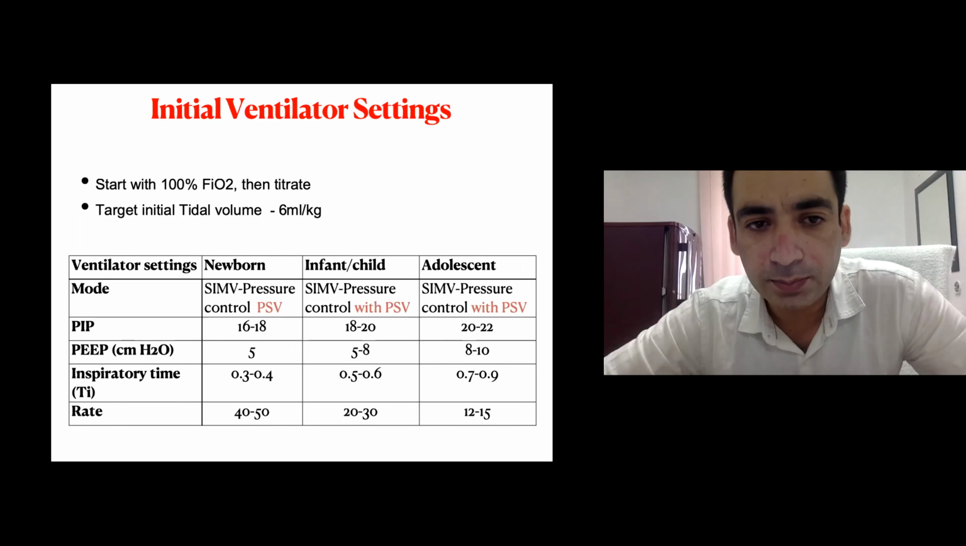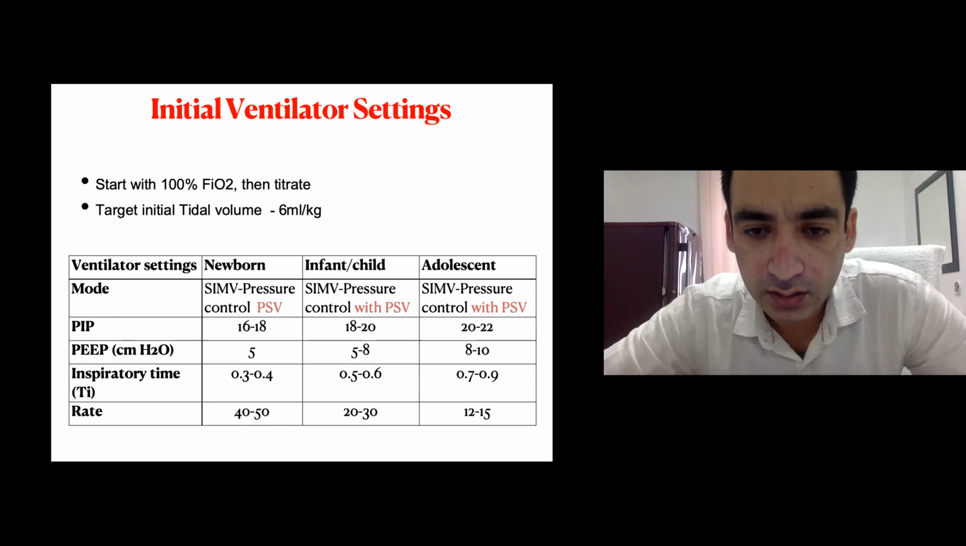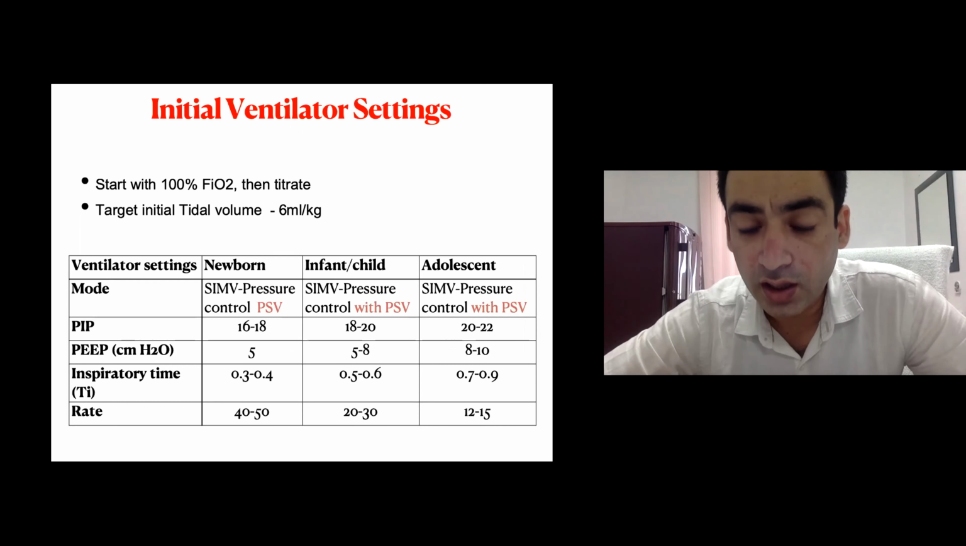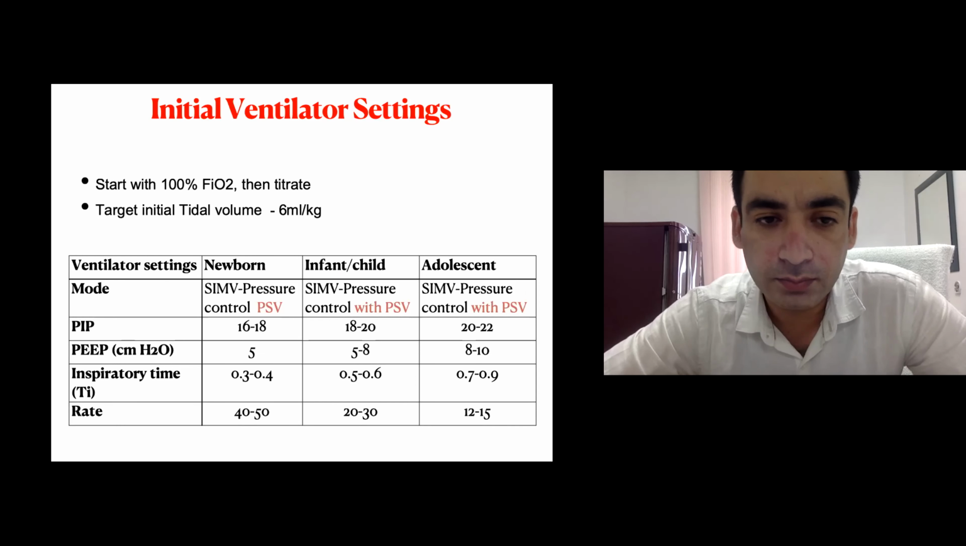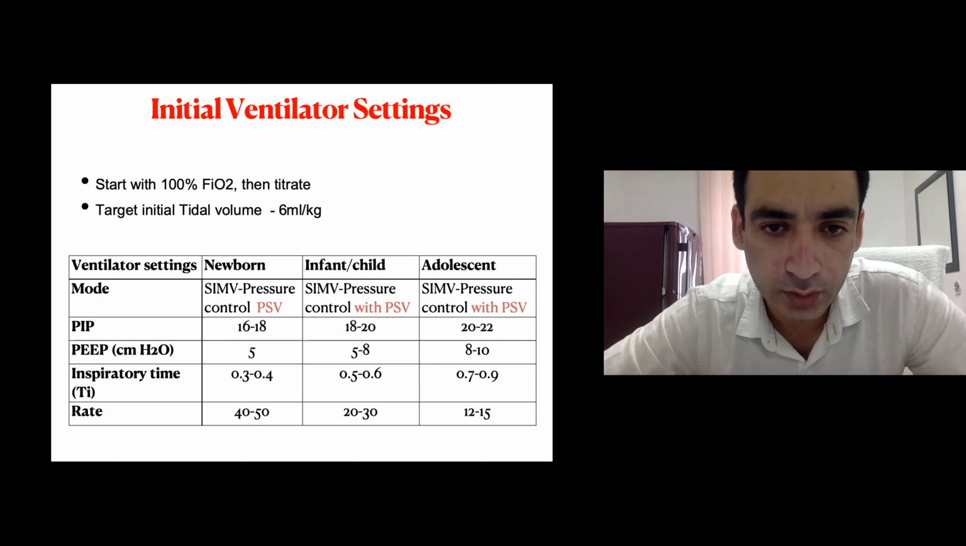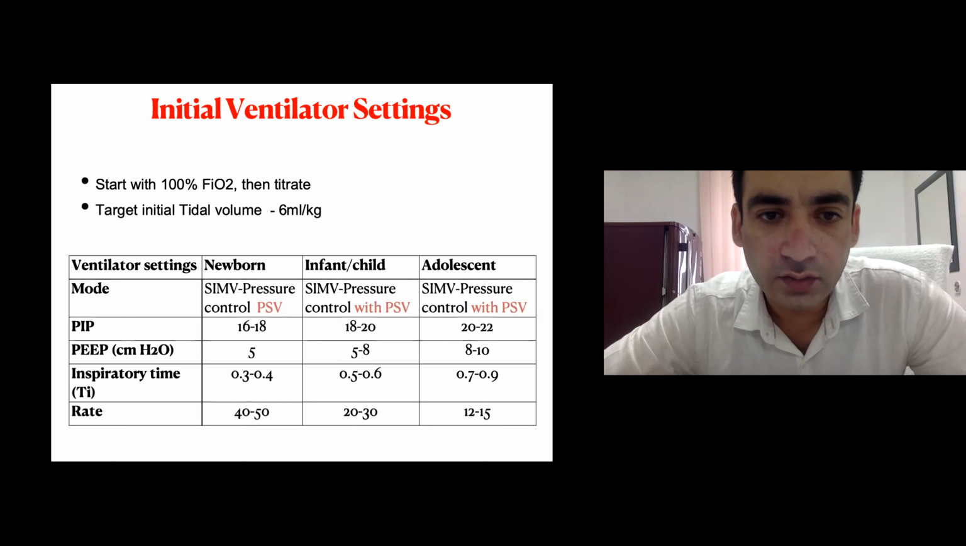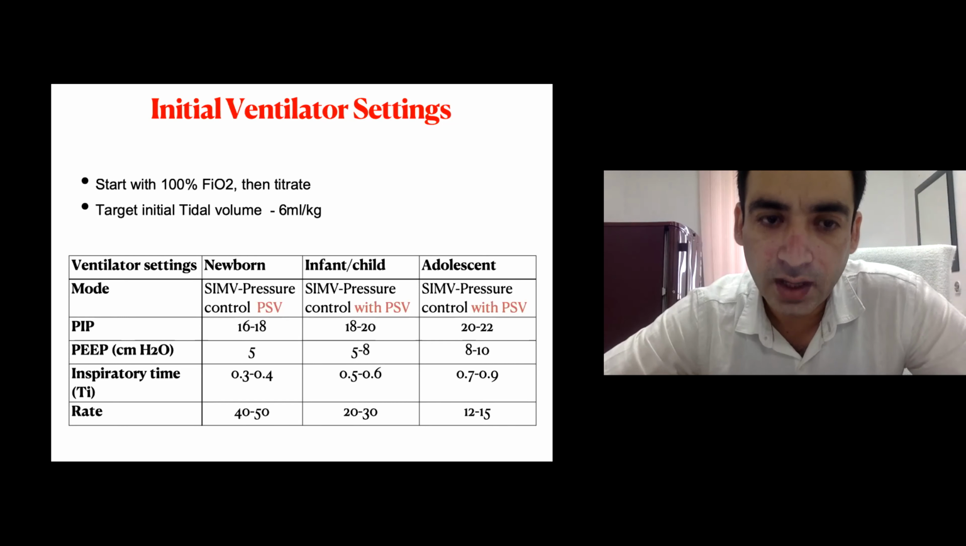In order to keep things simple, we have selected one mode for all age groups, that is SIMV with pressure control. If a particular ventilator does not have pressure control, that is PSV, we may start with simple SIMV mode. Again, once a child is ventilated, that means the child is sick. So we start with a high FiO2 of 100 and then titrate to maintain saturation, target saturation depending on the age group. Our target delivery of tidal volume should be between 5 to 6 ml per kg.